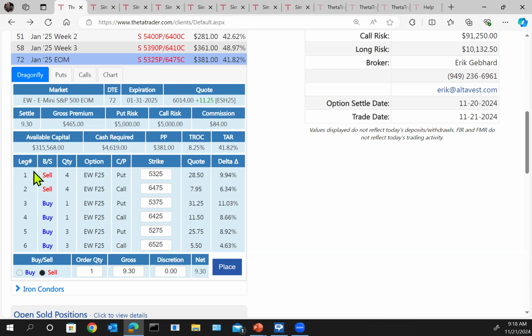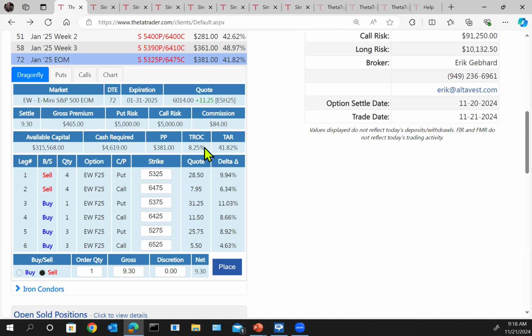You can notice the cash required is a bit higher than a condor. It's because you're selling in units or increments of 4 puts and 4 calls, not 1 put and 1 call. So if you did 2 dragonflies, this would be 8. And if you did 3, it'd be 12 and so forth. And you can see the cash required 46.19, profit potential 381, targeted return on cash, and your targeted annualized return.